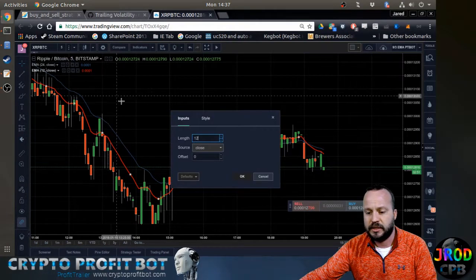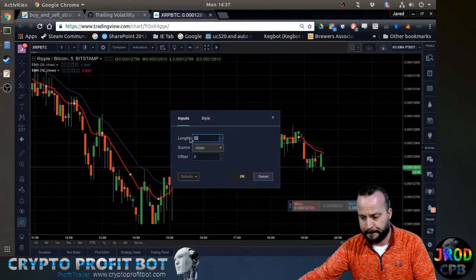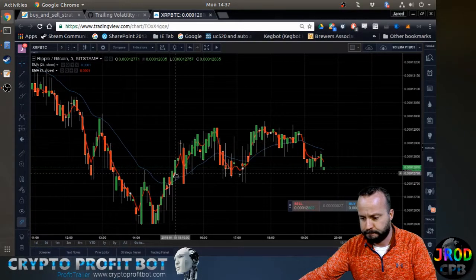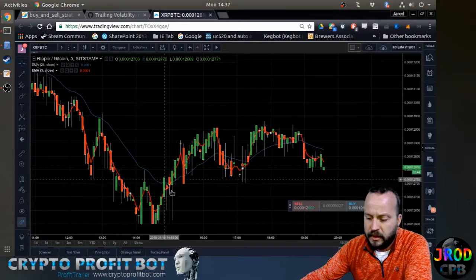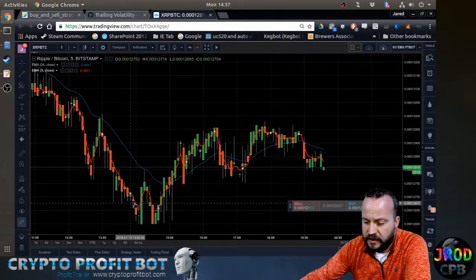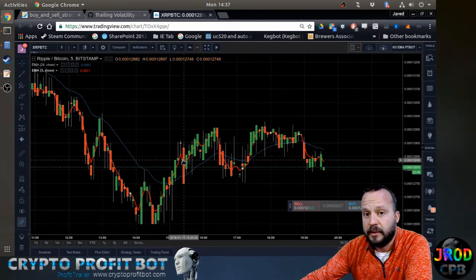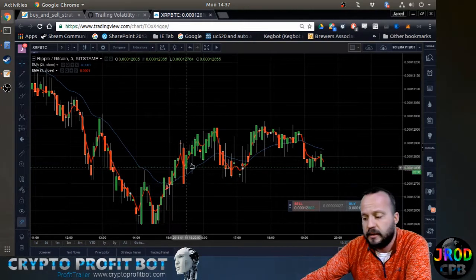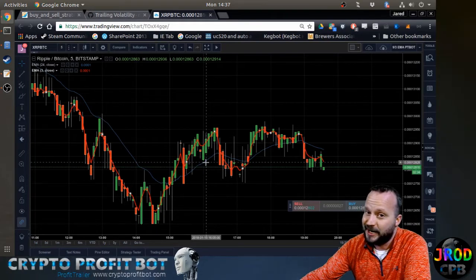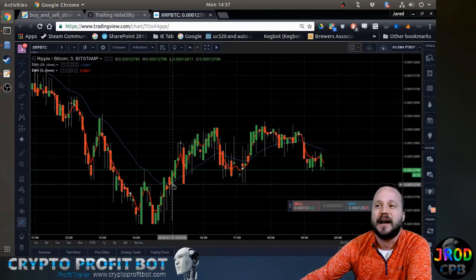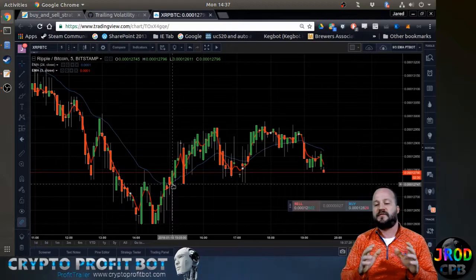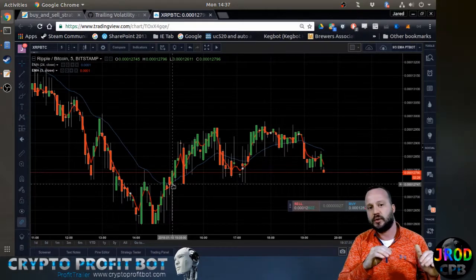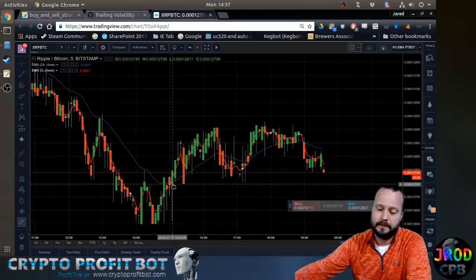So let me change this back to 3. Okay, so here is a situation where the fast has crossed up over the slow, which usually indicates an uptrend. It's not always a winning trend, but it definitely means that your fast momentum has overtaken your slow average, if that makes any sense.